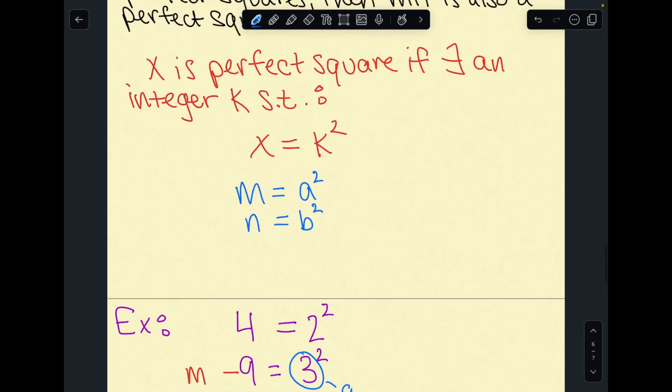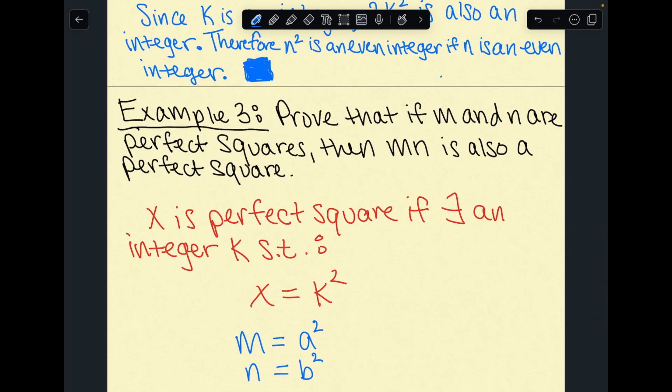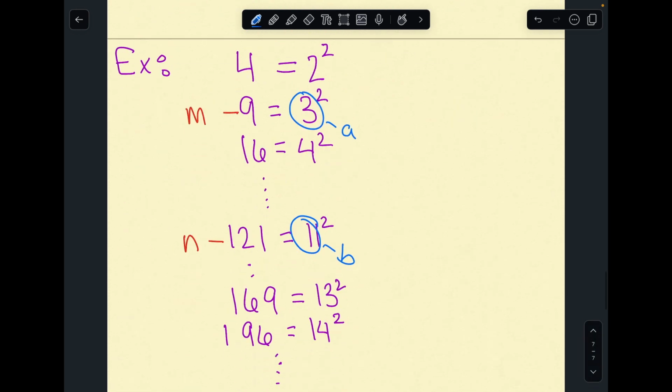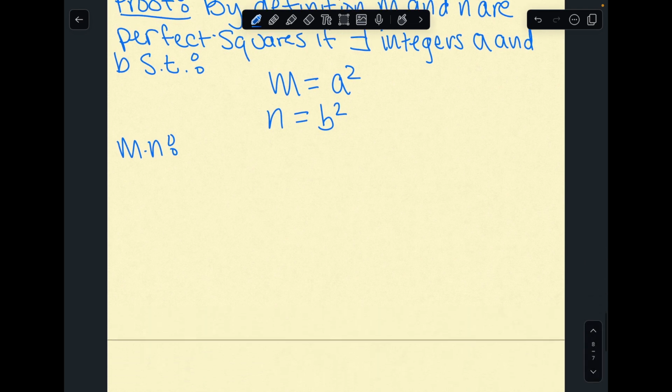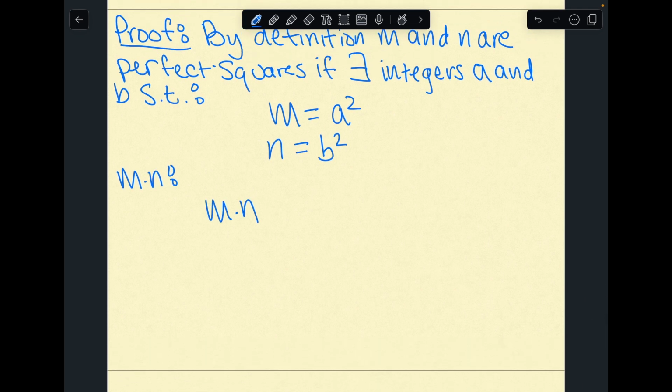Now, for the example, we want to show that m times n, that product, is also a perfect square. So how can we get m times n? Well, we could just multiply m times n. And since we know that m is A squared, we're just multiplying A squared times n, which is B squared. So using some algebraic properties, or exponent properties for that matter, we can combine the bases A and B, since they're raised to the same power, which is in this case 2. It'd be A times B, squared.